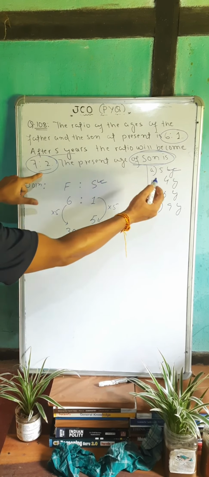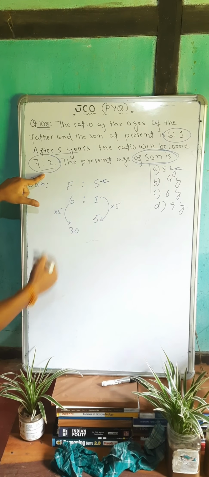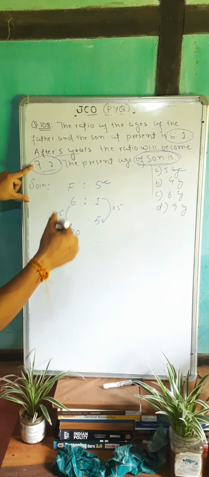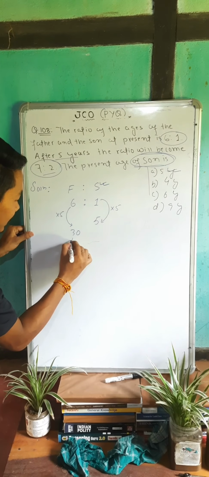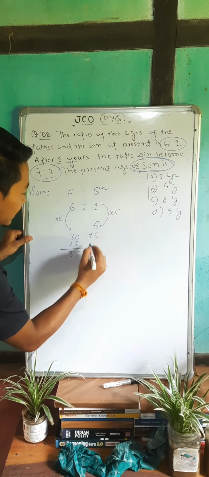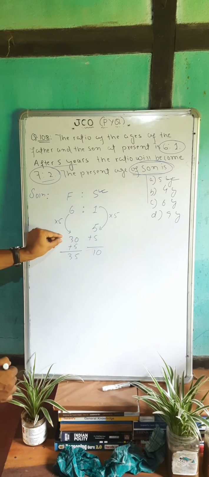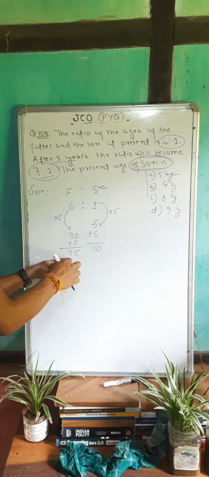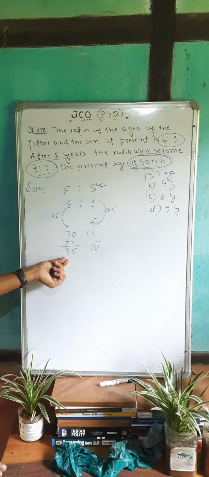Now after 5 years the ratio will become 7:2. This is the present age. After 5 years what will be their ages? We need to add 5 years to the father's age and the son's age also. So 30 plus 5 gives us 35, and 5 plus 5 gives us 10 years. This is the ratio of their ages after 5 years, that is 35 and 10. The ratio of the father and son should become 7:2 after 5 years.